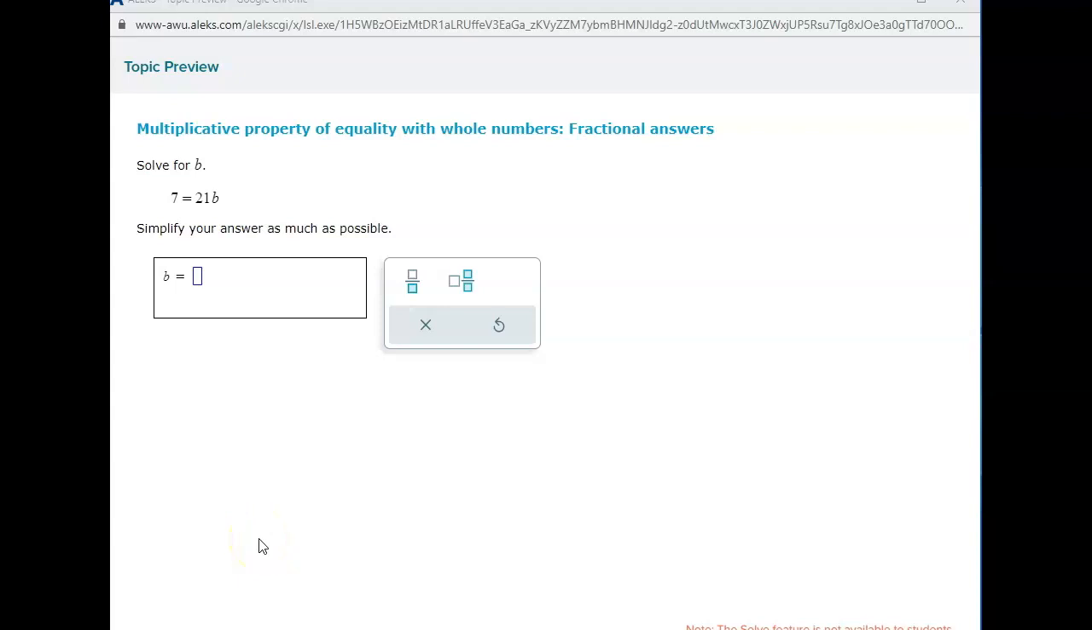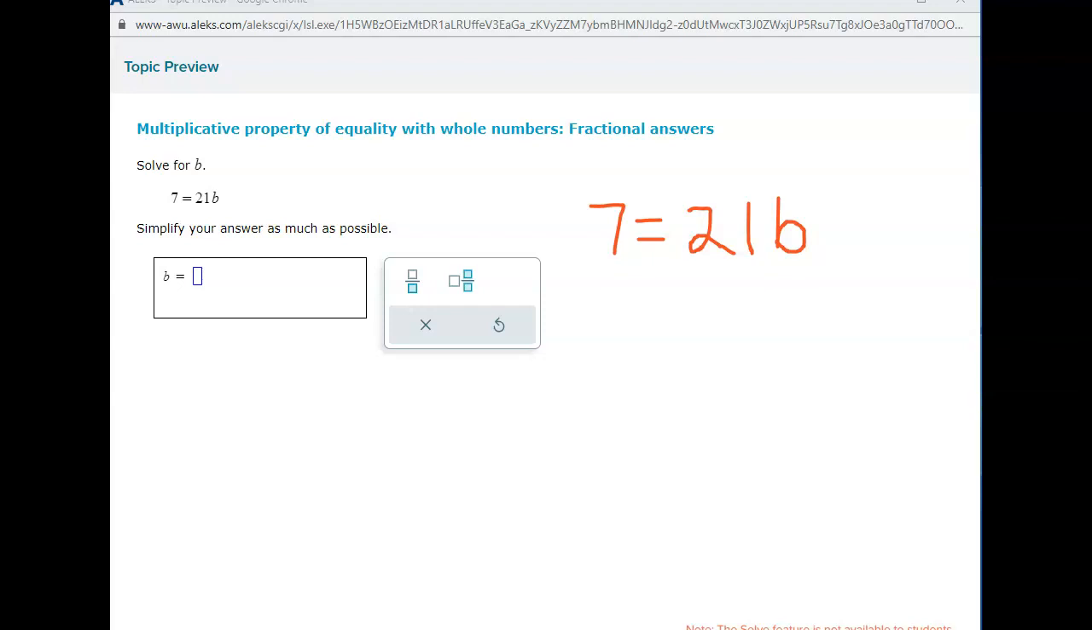This is a quick little mini lesson on equality with whole numbers, fractional answers. So let's go ahead and rewrite our equation and get started. 7 equals 21 times b. That's what it means when you have a number next to a variable. It means you're multiplying them.